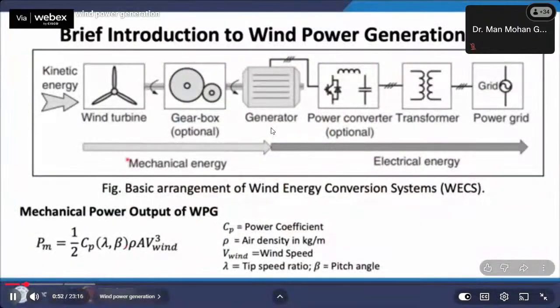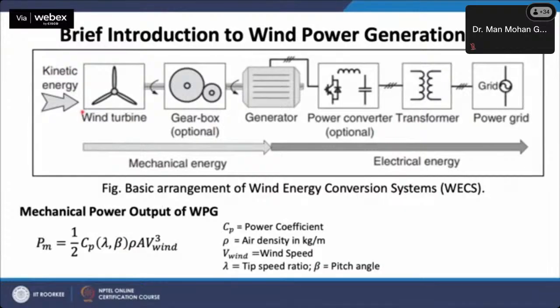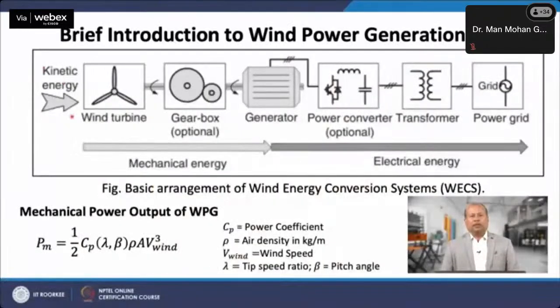Ideally, we capture the kinetic energy through wind turbines, and through the gearbox to the generator, and through the power converter to the transformer, and hence the energy is fed to the power grid. A typical wind power generation system converts kinetic energy of the wind to useful electrical energy.